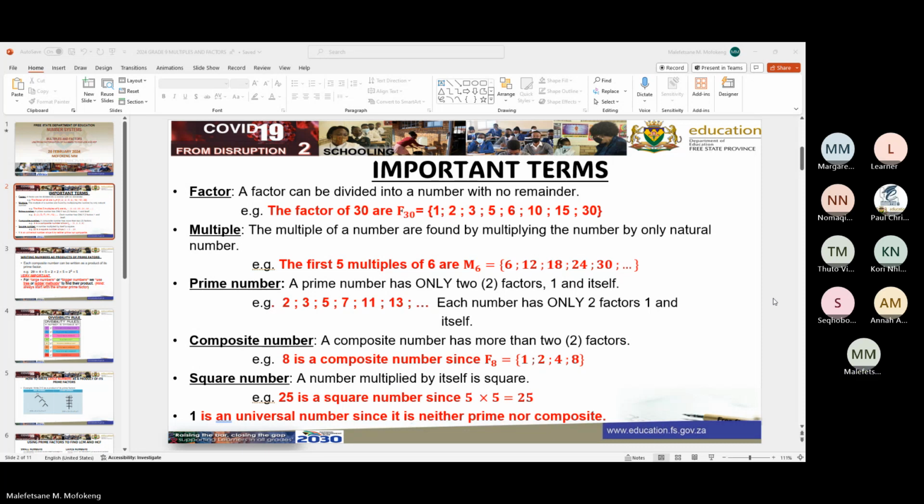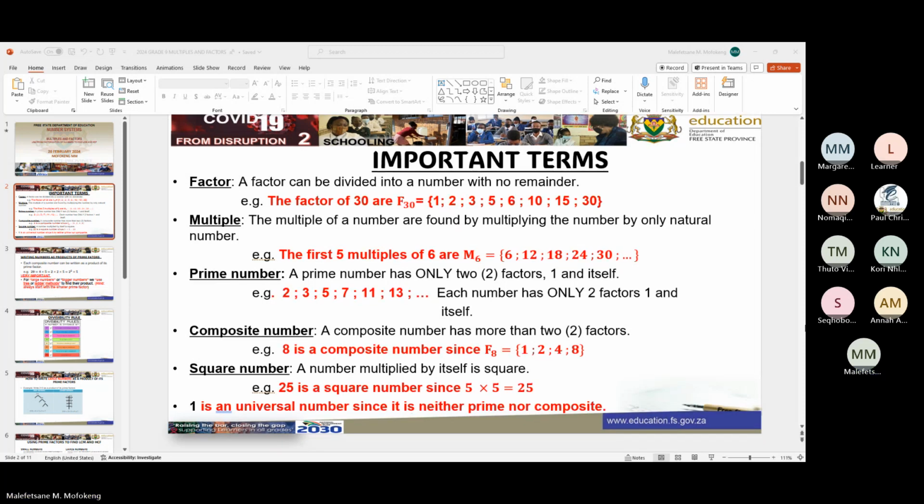Now, yesterday we discussed the natural numbers and the whole numbers. And we said natural numbers start with 1. And 1 here is a unique number since it's neither a prime nor a composite number.